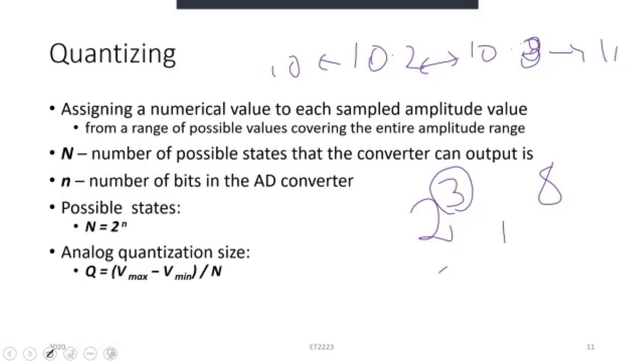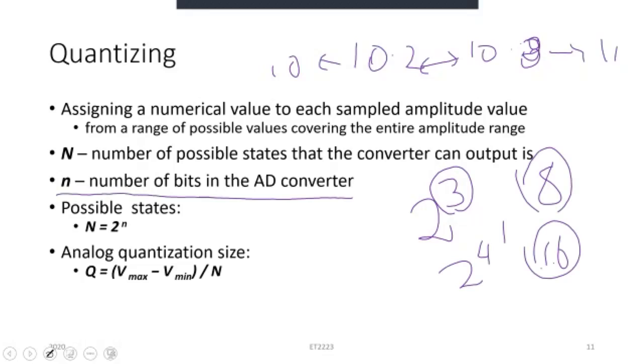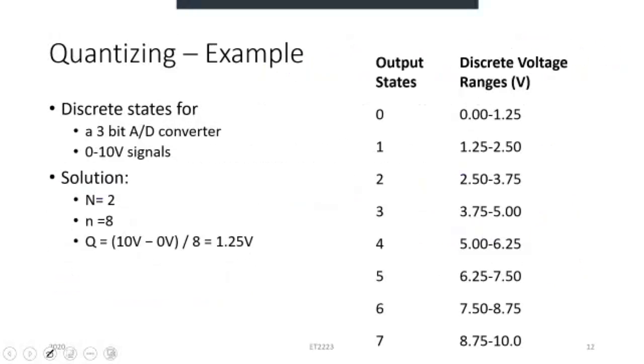So if we have say 4 bits, we can have 16 states. So the number of bits of our analog to digital converter would depend on how many states are possible. So this is how many bits we are going to use for each sample. So then the quantization size will depend on that variation. So we'll look at that with an example here.